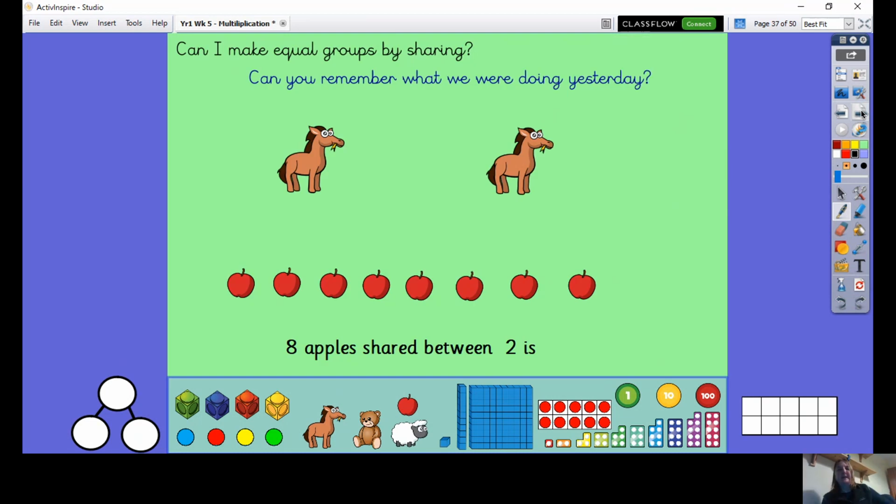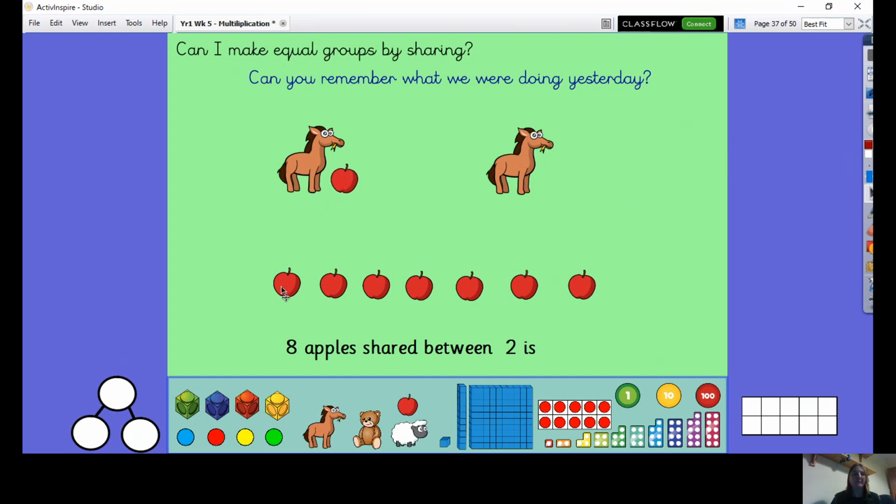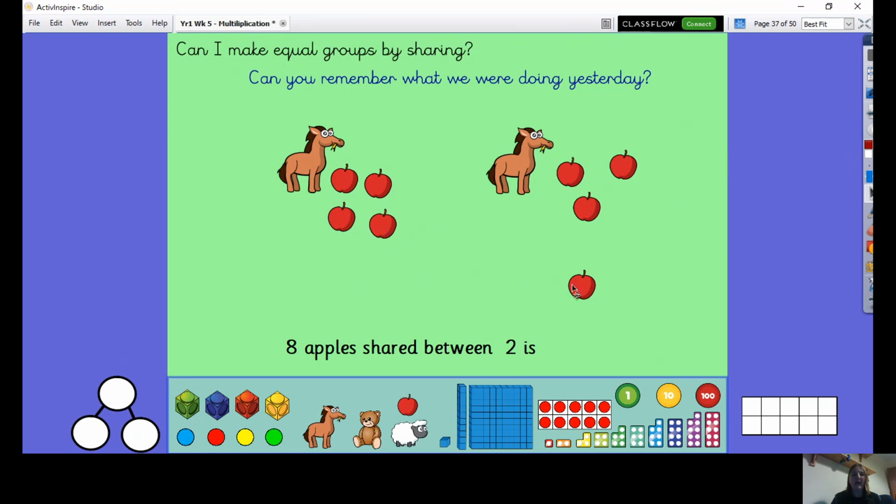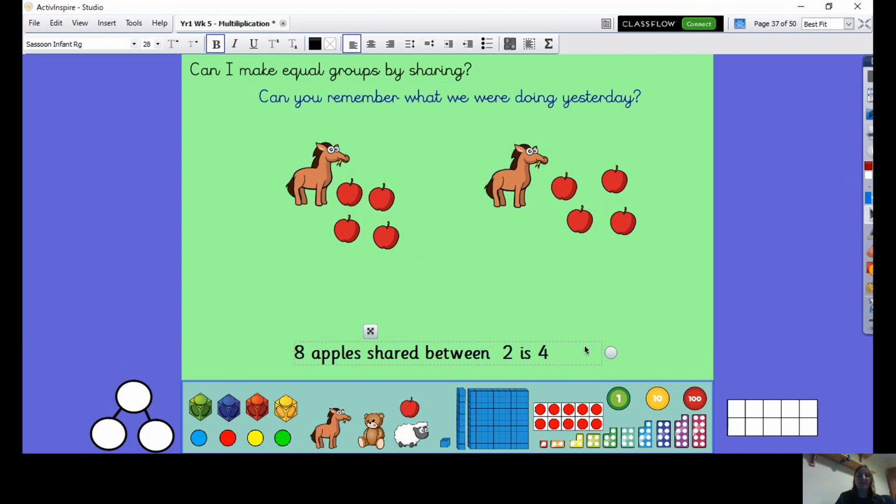So what were we doing yesterday? If you remember, we were sharing out. So I've got 2 horses here, and we've got 1, 2, 3, 4, 5, 6, 7, 8 apples. And I want to share the 8 apples out between the 2 horses because we know that horses like apples. So you get 1 there, 1 there, 1 there, 1 there, 1 there, 1 there, 1 there, and 1 there. So how many do they get each? They get 4 apples each. So 8 apples shared between 2 is 4.